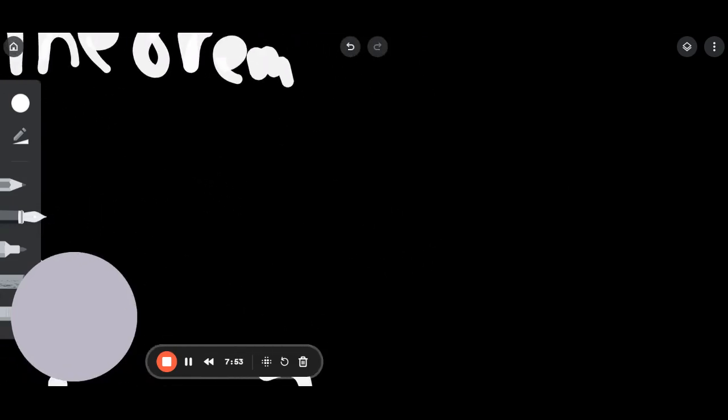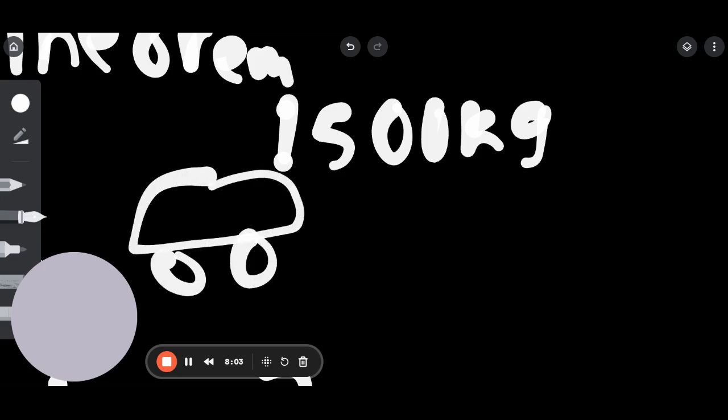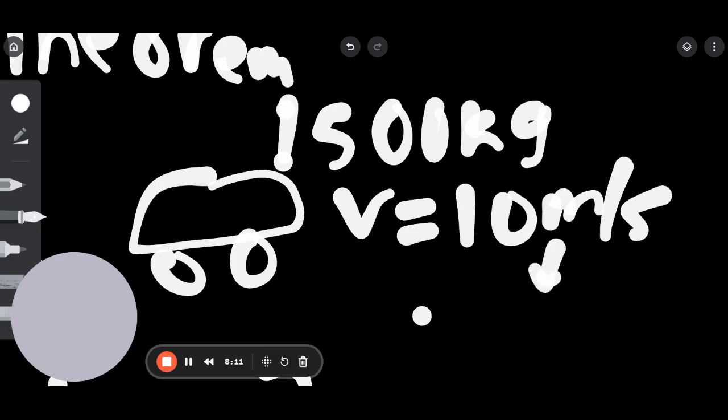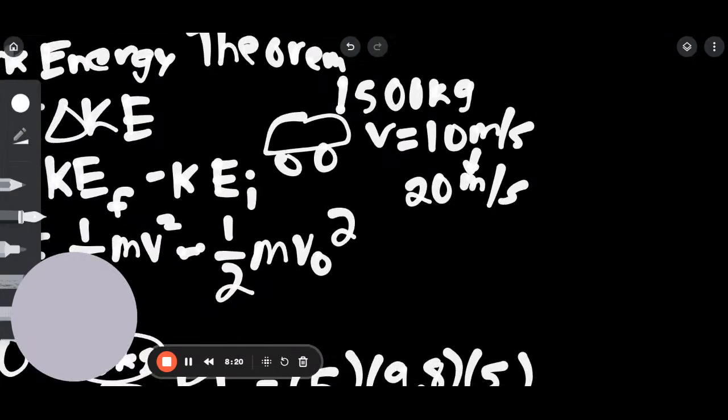All right. So let's say we have a car of mass 1500 kilograms. Okay. This car, weird car, but it's fine. It's moving at a speed of 10 meters per second, and it speeds up to 20 meters per second. Now we're asked how much work was done by the engine. All right, so first let's find some variables.